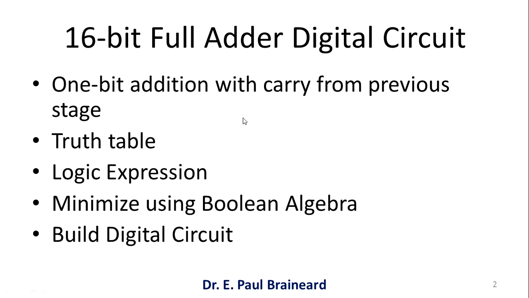In fact, this is the general procedure for us to build digital circuits. You start with the truth table, get the logic expression out of that. From logic expression, we minimize the logic expression using Boolean algebra so that the number of logic gates are reduced, and then we build the digital circuit.